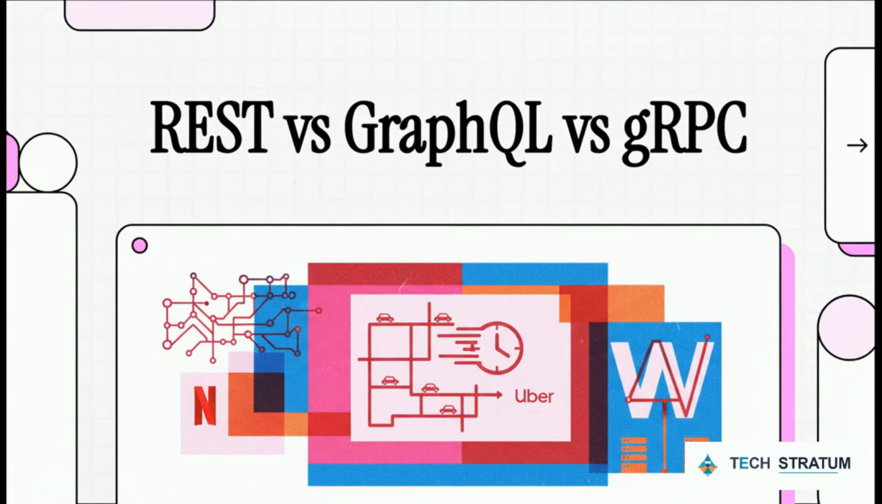When Netflix made the switch from REST to GraphQL, they managed to cut their API calls by a whopping 90%. Meanwhile, Uber uses gRPC to handle millions of ride requests every single second with almost zero latency. And REST, well, it pretty much powers the entire web. So when you're building a real production system, which one should you actually pick? Let's dive in and break down the trade-offs.